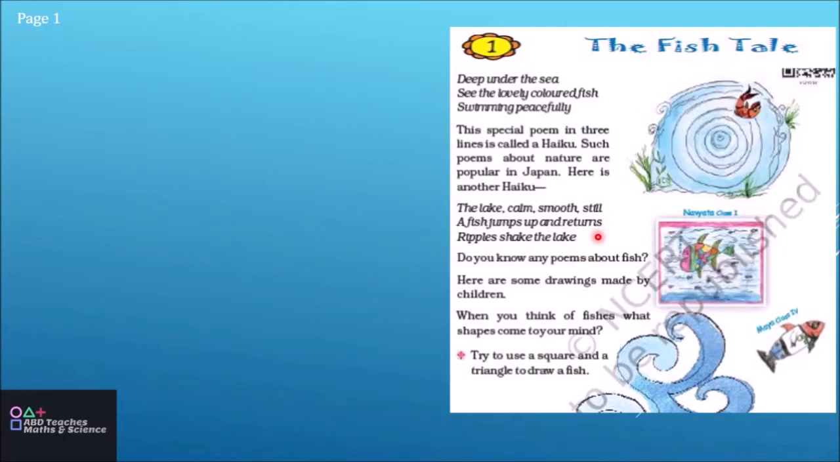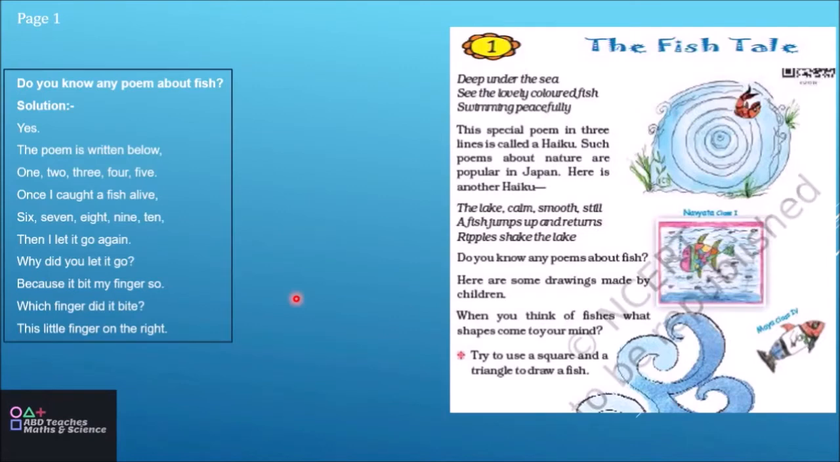Here it is saying that the lake without any disturbance is very much calm, very much smooth and very much still. All of a sudden, when a fish from the bottom of the lake jumps up and then again returns back to the lake, the lake gets disturbed. The lake gets shaken, and because of that disturbance, ripples come out of it. Now let's see the next line of this page.